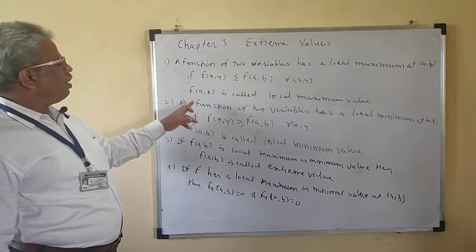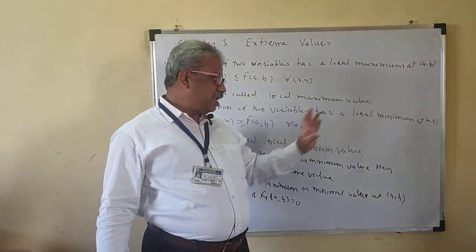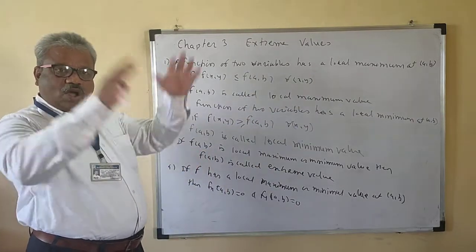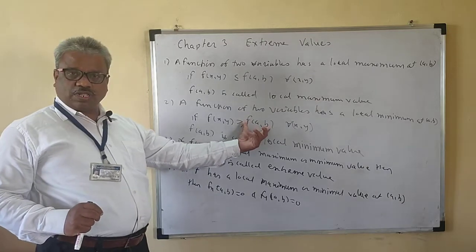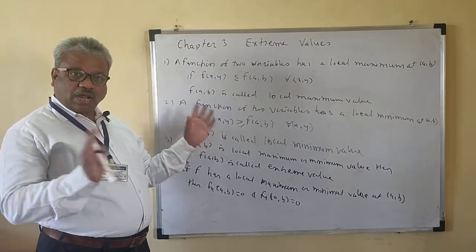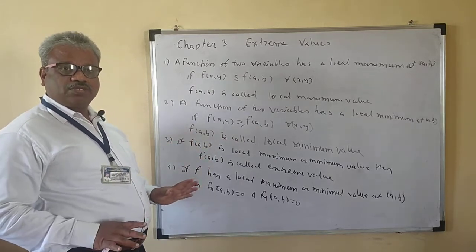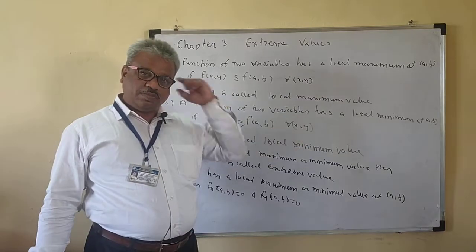Okay. Now a function of two variables has a local minimum. That means f(a, b) is the smallest value among all the values of the function. See, f(a, b) is the smallest value, and these f(x, y) are other values. They are greater than f(a, b). So that is called a local minimum.